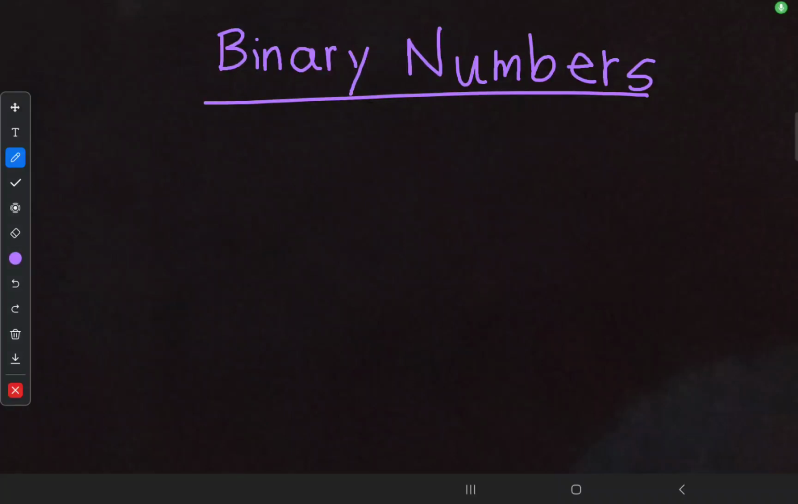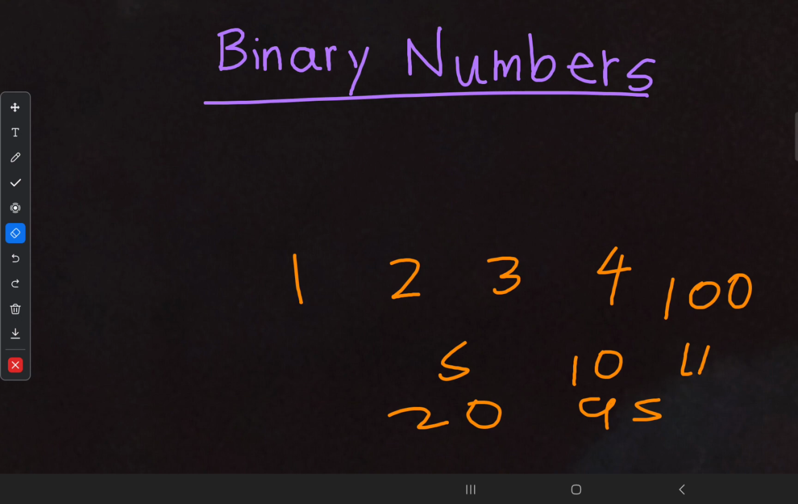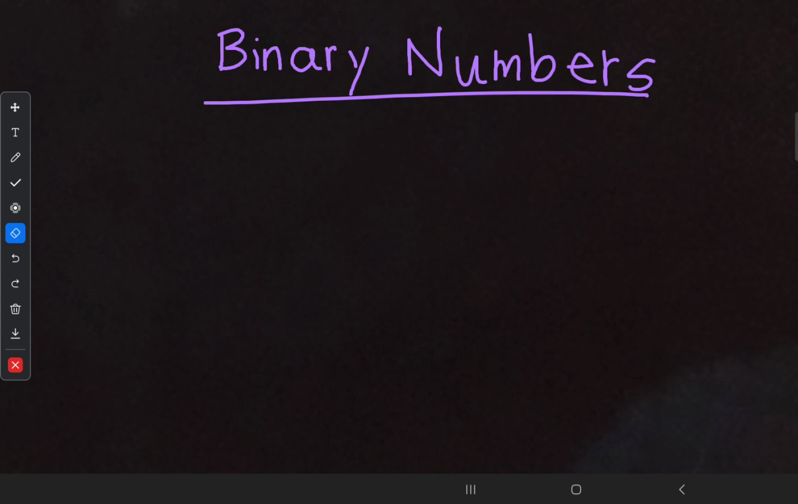Here we know what our decimal numbers are. Decimal numbers are what we usually use to count: 1, 2, 3, 4, 5, 10, 11, 20, 95, 100. All the counting numbers, all the numbers which we use to count, are called decimal numbers. So we know the power of a particular place.